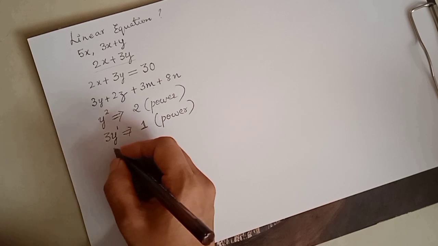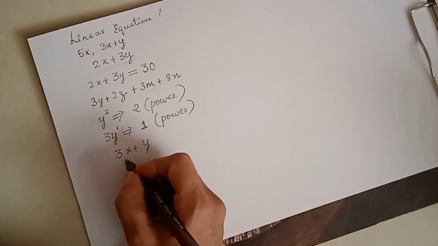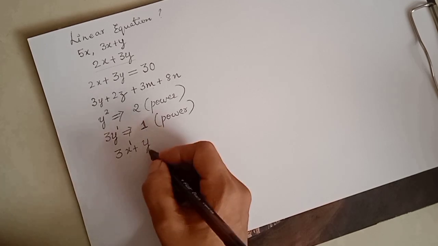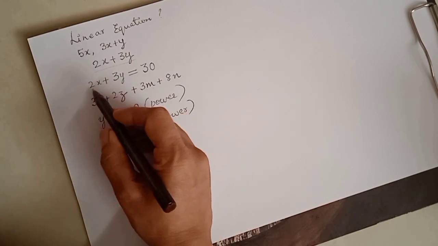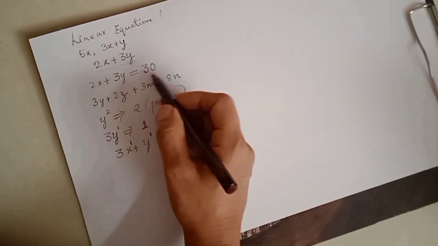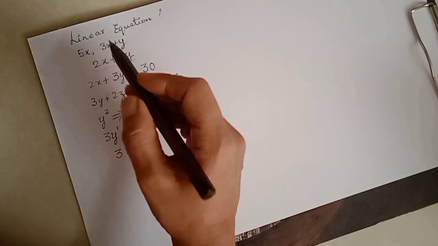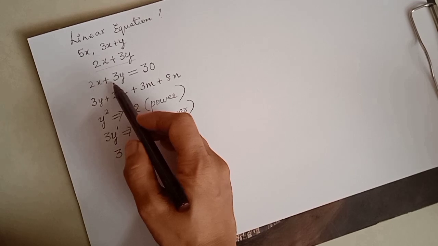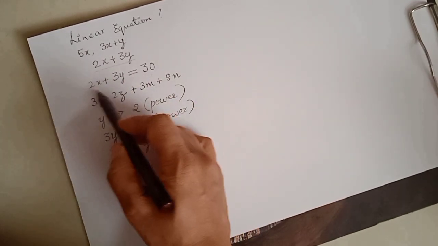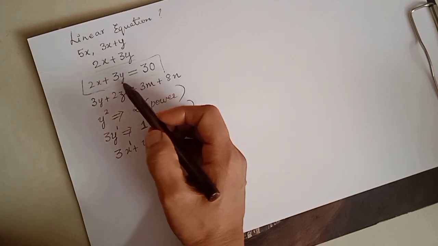So when you are having an expression, for example, see 3x plus y. What is the power of x here? The power of x is 1. What is the power of y here? It is 1. So when you are having an equation like this, 2x plus 3y is equal to 30, where the powers of the variables is 1, then you call it a linear equation. So here 2x plus 3y is equal to 30, which I have taken, is a linear equation because the power of the variables here is only 1.